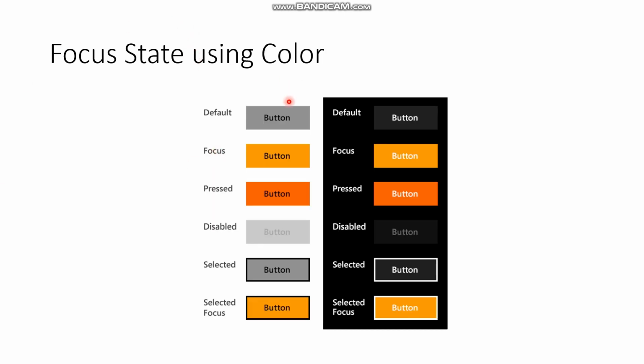So this is the function of color. You can demo or show a focus state. For example, this is the button on default, but if it's on focus, it will change to orange. If it's on press, it will change to, I would say, something similar to red. And if it's disabled, it will be gray. Selected will be gray, and selected focus will also be gray. Okay, but this is in light mode, and this is in dark mode.